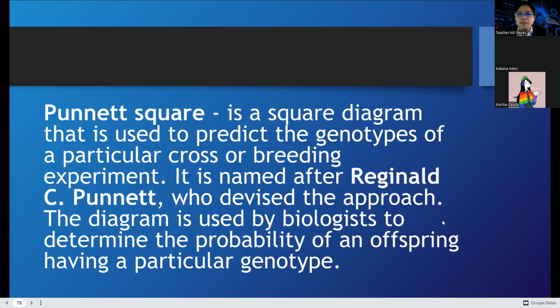Punnett square. It is a square diagram that is used to predict the genotypes of a particular cross or breeding experiment. It is named after Reginald C. Punnett, who devised the approach. The diagram is used by biologists to determine the probability of an offspring having a particular genotype. Since this is probability, the answers for the Punnett square can be in ratio or in percentage.